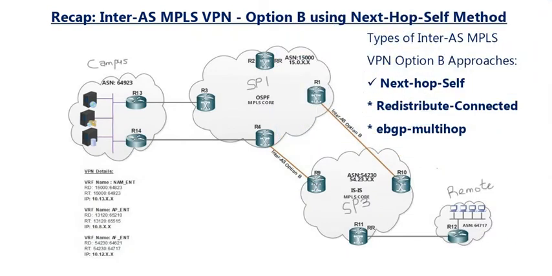Now to the recap. There are three types of methods that you can adopt when deploying the inter-AS MPLS VPN option B, and they are next-hop-self, Redistribute-Connected, and EBGP multi-hop. In some cases, you will find this to be multi-hop option.